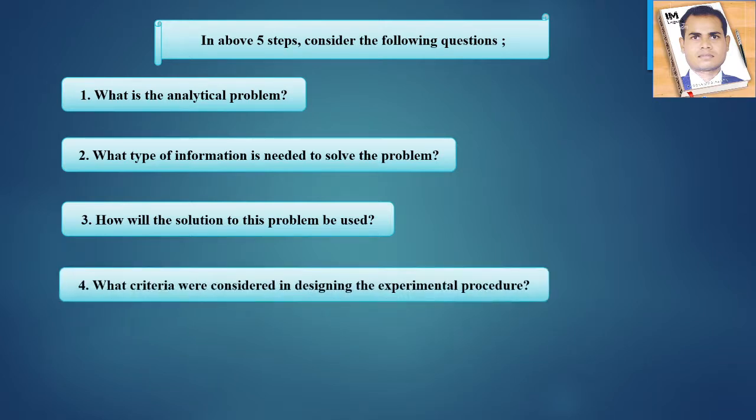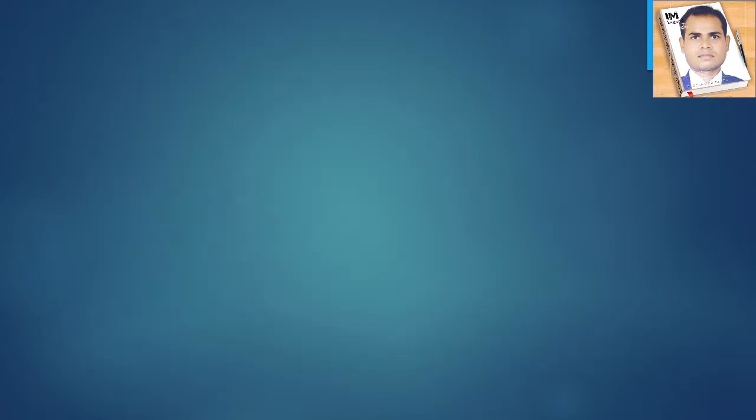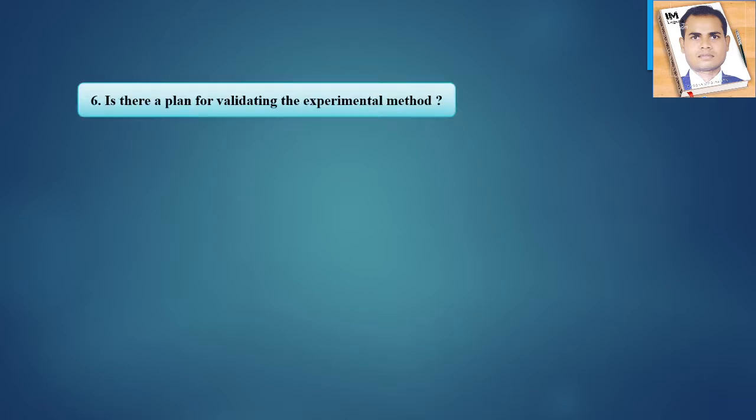The next is, what criteria were considered in designing the experimental procedure? So to design the experimental procedure, we have to see which criteria we can use for the experimental procedure design. Okay, and the next is, were there any potential interferences that had to be eliminated? If so, how were they treated? The next question is, is there a plan for validating the experimental method? So you should know that, yes or no.